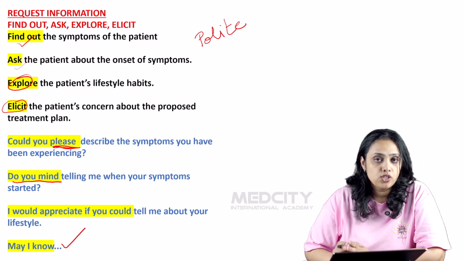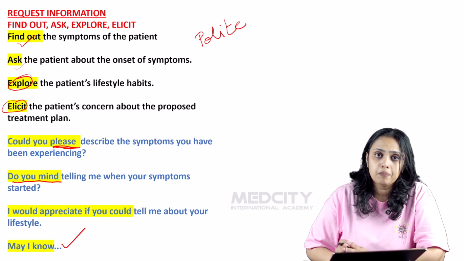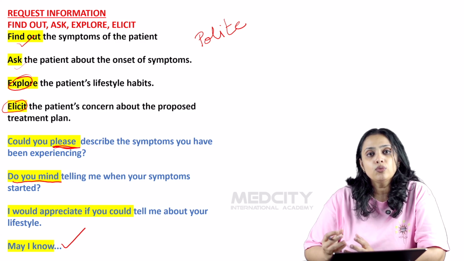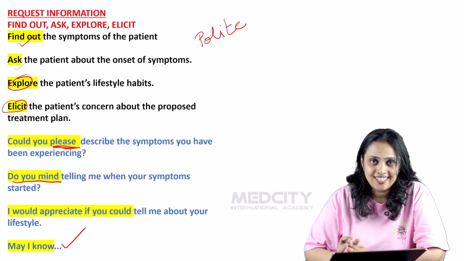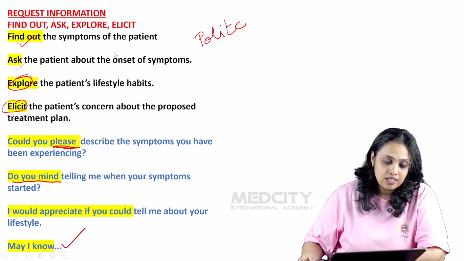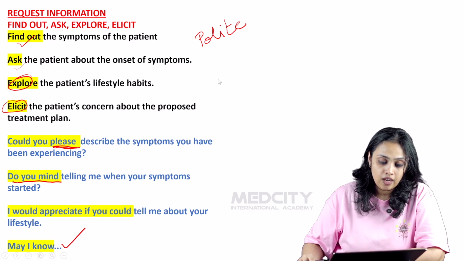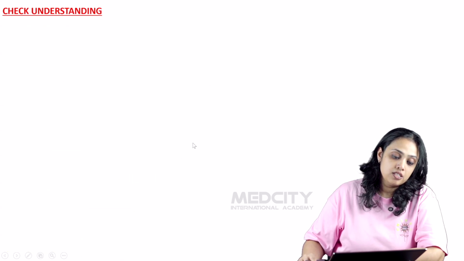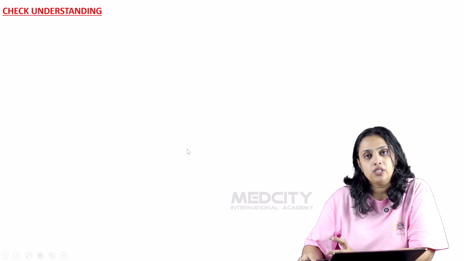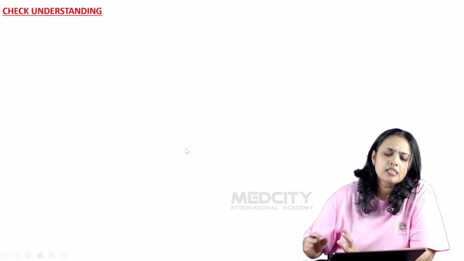When you request information from the patient, the one thing that you have to keep in mind is that you have to maintain a very polite and respectful tone instead of asking it straight on the face. Okay? So that is it with requesting information. Now we shall move on to the next category, that is, check the understanding of the patient.